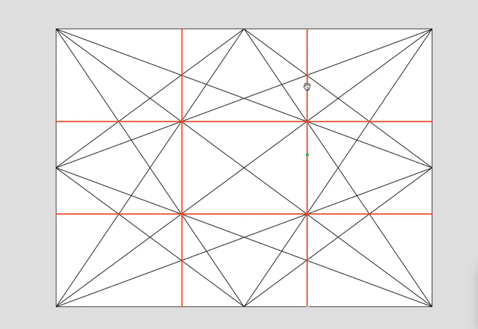So for anybody that wants to learn real design, the rule of thirds is legit and you just got to get over it.